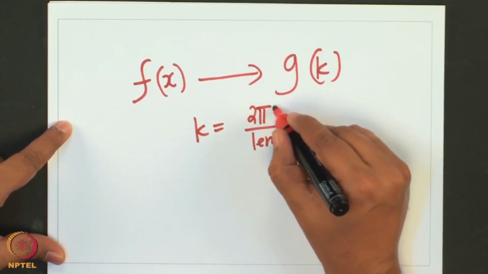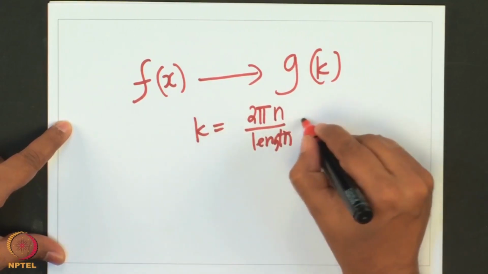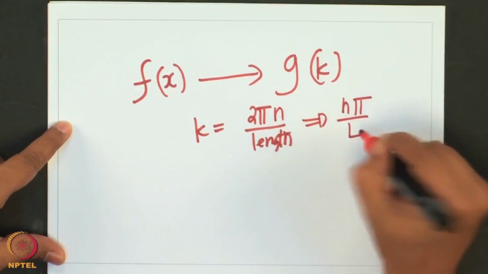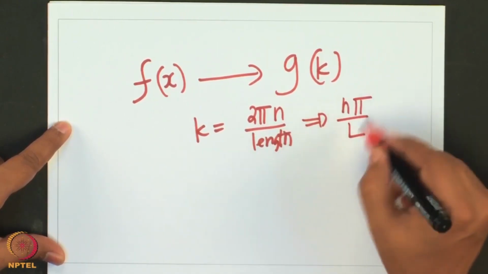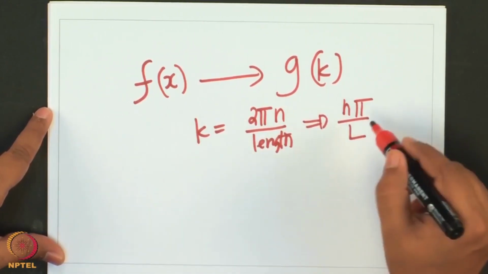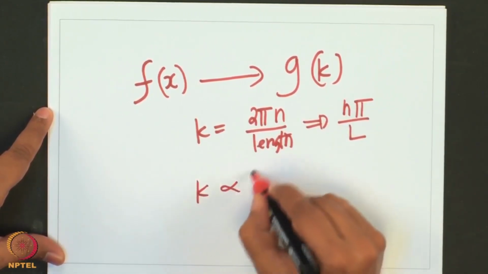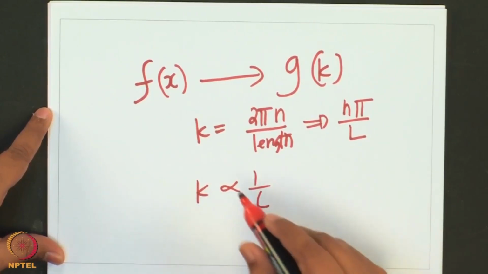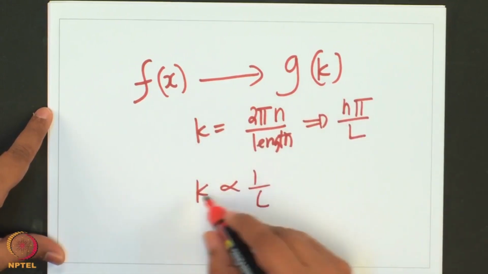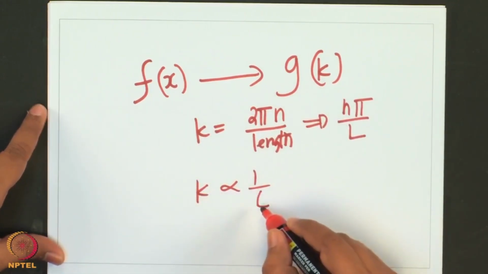So typically it will be n 2 pi by L. So often this n pi by L or n 2 pi by L, depending on the way you write it, you can define k appropriately, but k will be proportional to 1 over length. So this is one way of defining frequency in the spatial frequency. So the k is inversely proportional to L.